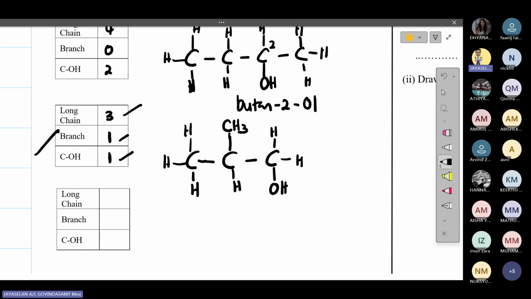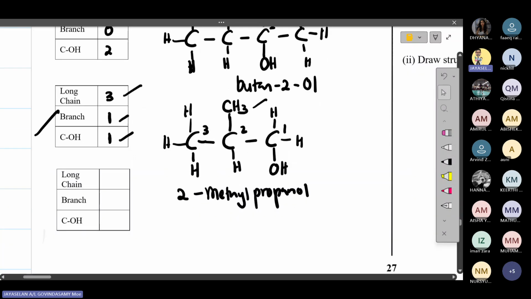Okay. What is the name of this compound? So this one, methyl, right? So you put here methyl. Okay, the branch methyl. The methyl is attached at carbon number 1. This is carbon number 1, carbon number 2. So the methyl is attached at carbon number 2. What is the name of the long chain? The long chain has 3, right? For 3 we put propanol. Okay, got it?